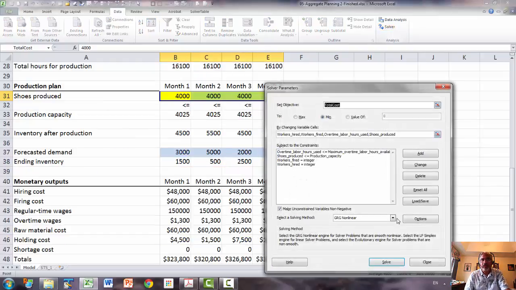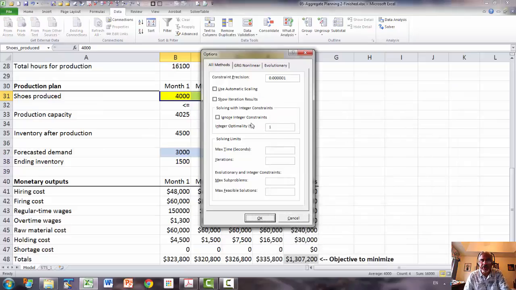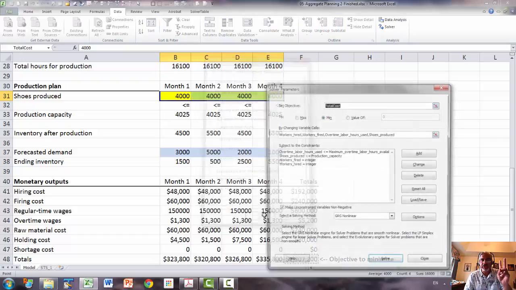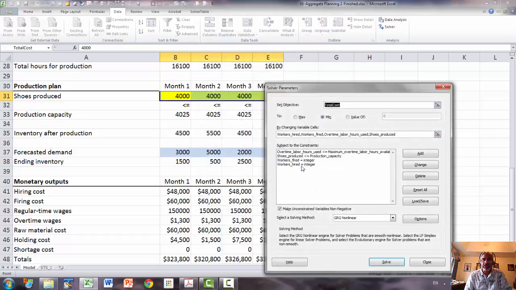And we'll also go back into options and then see. Integer optimality, we'll put that to 0. And this is unchecked because we have two integer constraints. Okay, so now solve again.